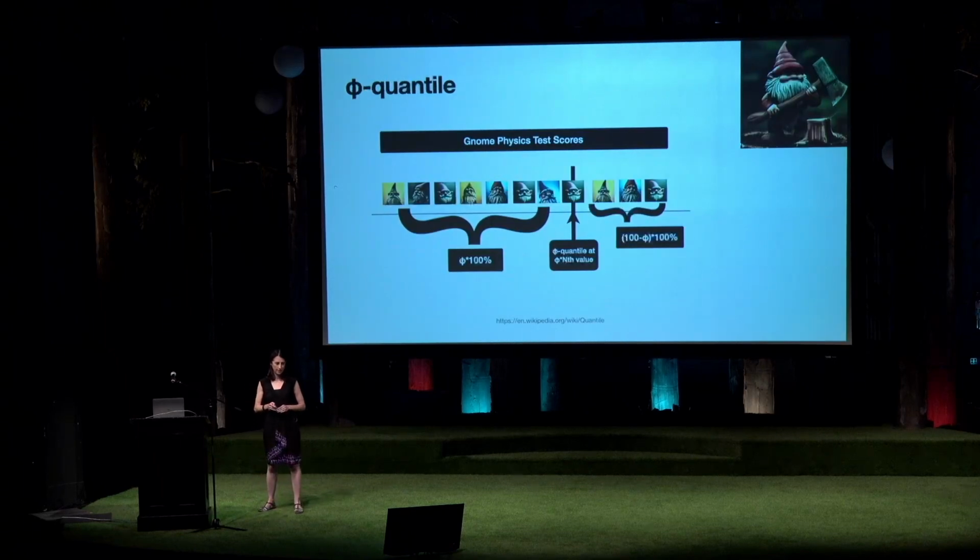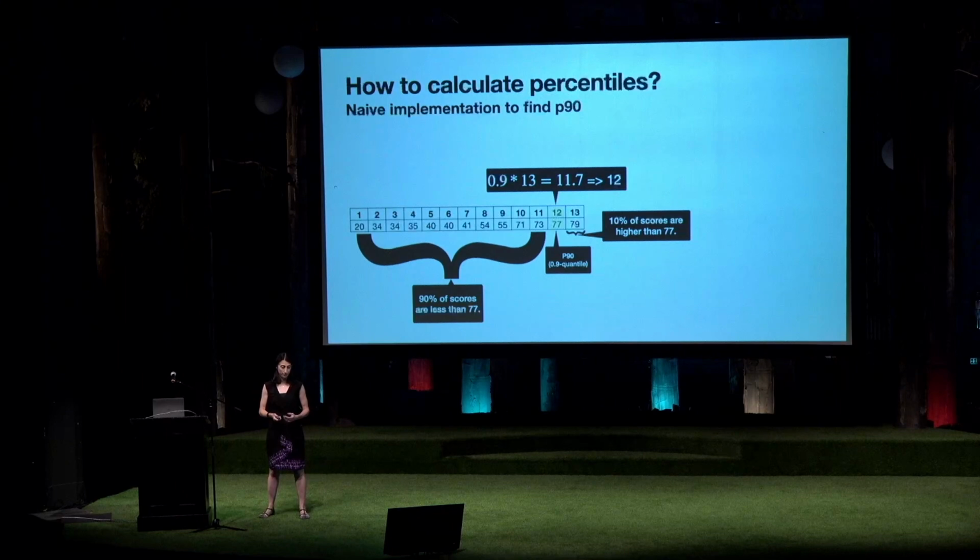Phi quantile is a term that I see in Prometheus, and it is basically the number that is ranked at phi times n across n data points. So we seem to like to refer to things in different ways. So we're going to look at an example. How do we calculate percentiles?